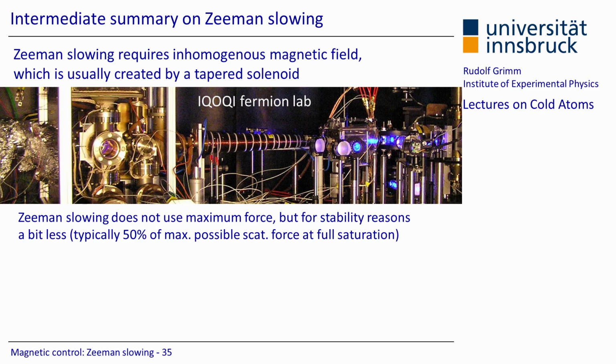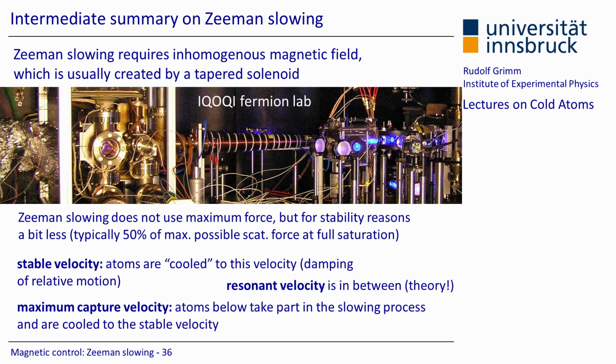Zeeman slowing does not use the maximum force, but for stability reasons a bit less. Typically 50% of the maximum possible scattering force at full saturation, or a little bit more. There is a stable velocity, and atoms are cooled to this velocity, a damping of the relative motion in the moving frame. Then there is the maximum capture velocity. Atoms below this capture velocity take part in the slowing process, and they are cooled to the stable velocity. In between the stable and the maximum capture velocity, we have the resonant velocity, and that's important for the theory, because there we have the resonance condition fulfilled.